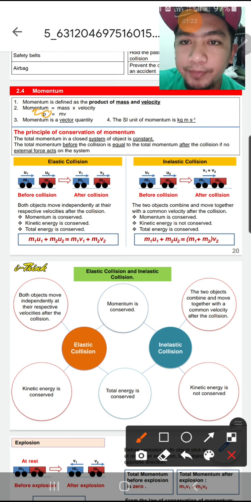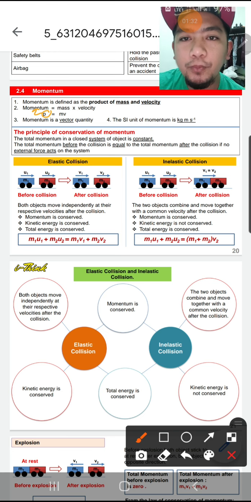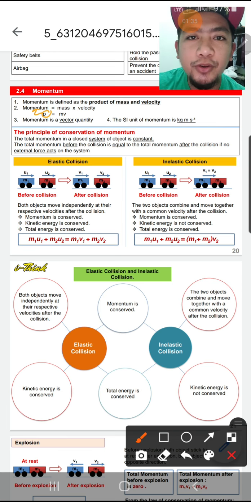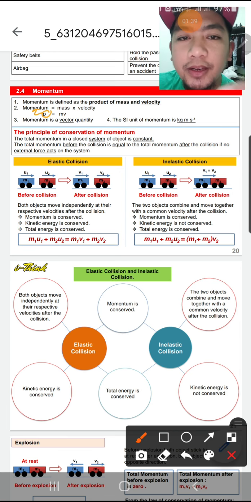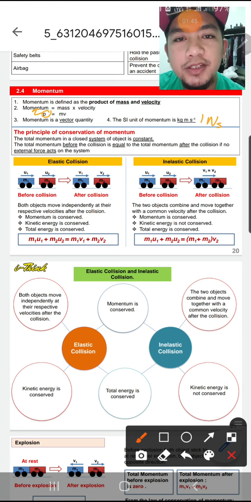Point number 3, momentum is a vector quantity. Vector quantity means you need to consider the magnitude and the direction. Point number 4, the SI unit of momentum is kilogram meter per second, or you can write it as Newton second. This is also a unit for momentum.